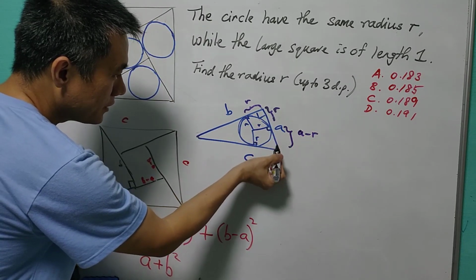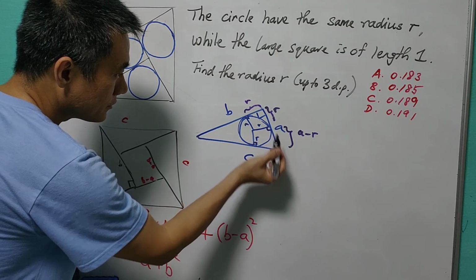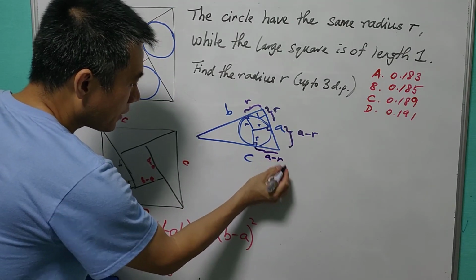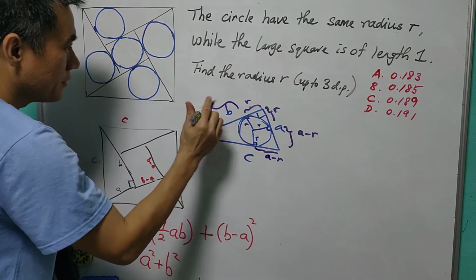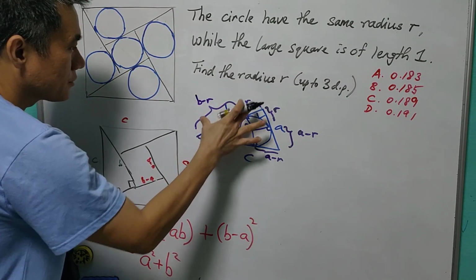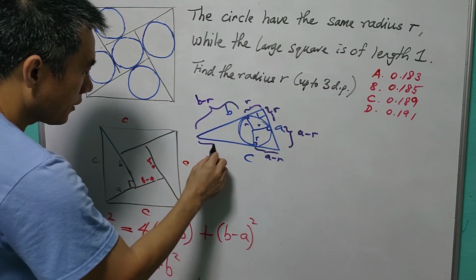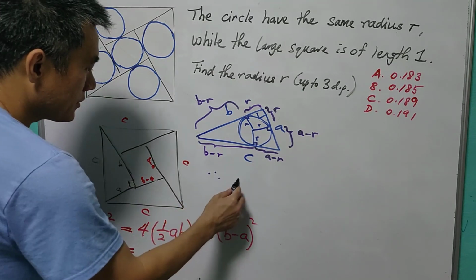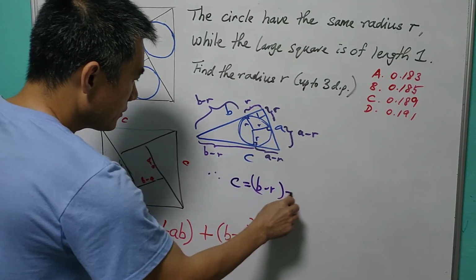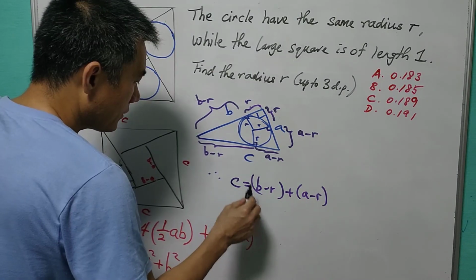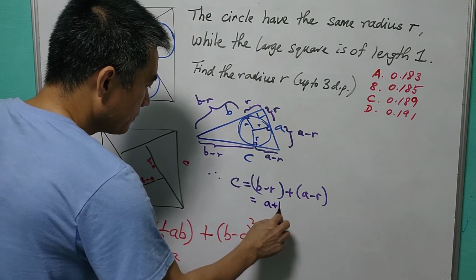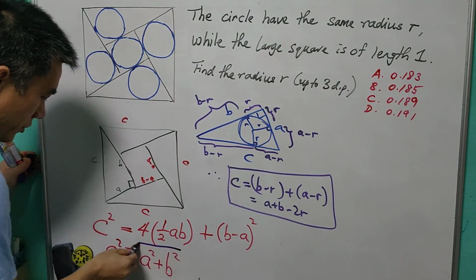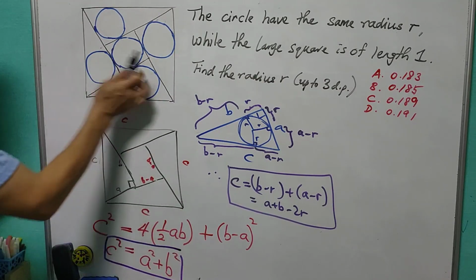Note that this segment is a tangent to the circle, and therefore here also will be the same as A minus r. Similarly, the length of this segment will be B minus r, so that the sum equals to B, and therefore this is also B minus r. Therefore, we know that C will equal to B minus r plus A minus r. It means that C will equal to A plus B minus 2r. So these are the 2 results that we're going to use to solve this question.